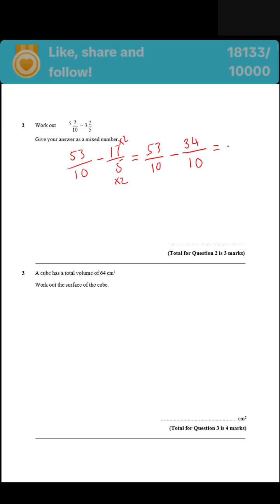So once we get to this stage, the denominator is the same, it stays the same. We do 53 take away 34. Again, if you're not too sure, do 53 take away 30 first, gives you 23. Take away the 4, gives you 19. It says give your answer as a mixed number, which means we have a whole number and then a fraction at the side of it. So we divide 19 by 10, that gives you 1 remainder 9. The remainder goes on top, so you get 1 and 9 over 10.